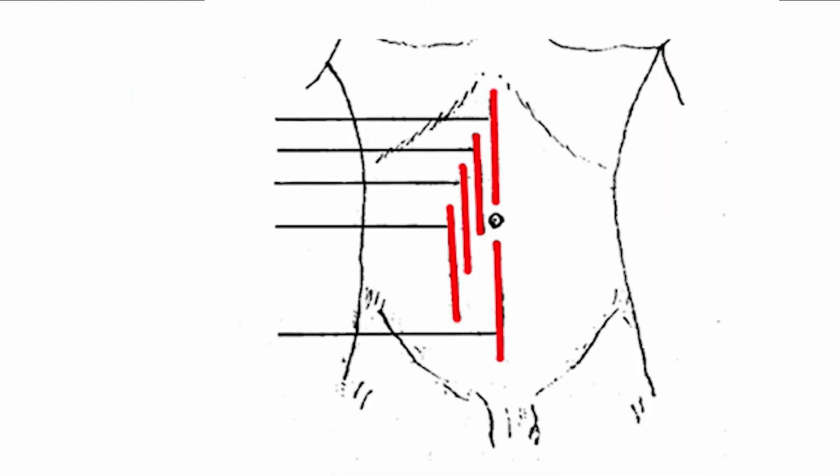Longitudinal incisions. Number 1, upper median. 2, paramedian. 3, transrectal, right and left. 4, pararectal, right and left. And 5, lower median.